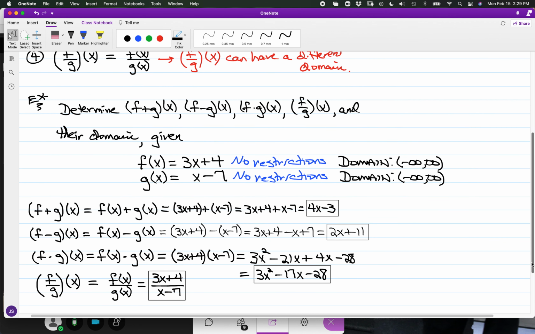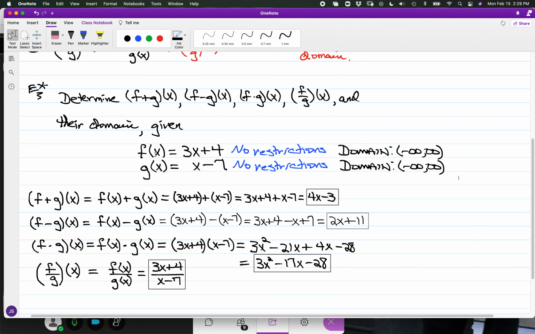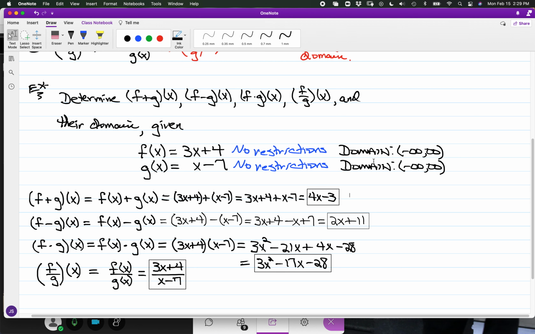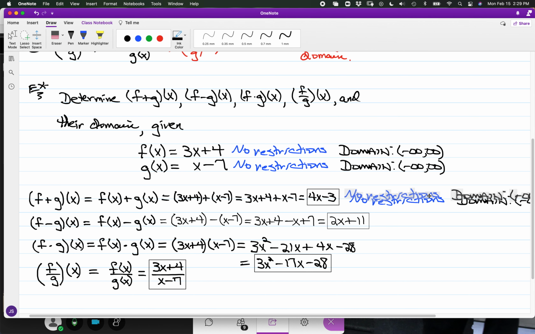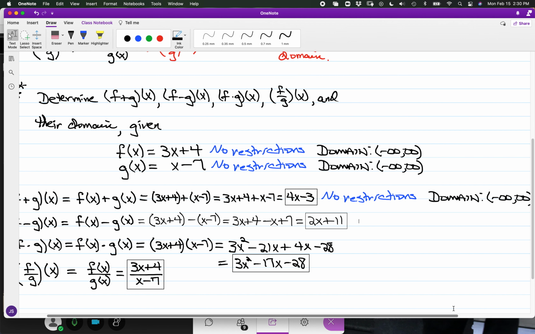And since there are no restrictions for f of x or g of x, we can have anything for f of x and g of x, whether negative, 0, or positive, throughout the sum, difference, and product functions. So everything from before is going to cascade through for the first 3 operations, and we have the set of all real numbers throughout for the domains.